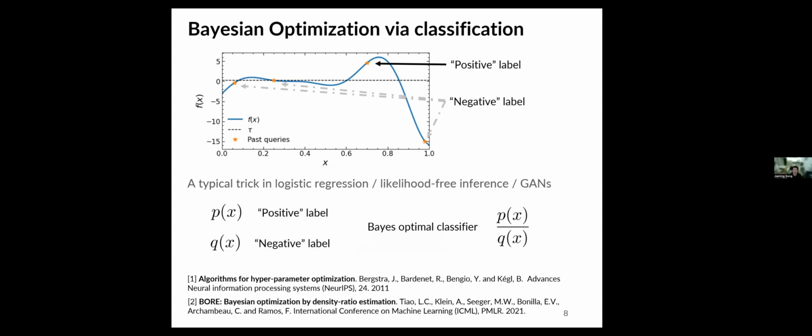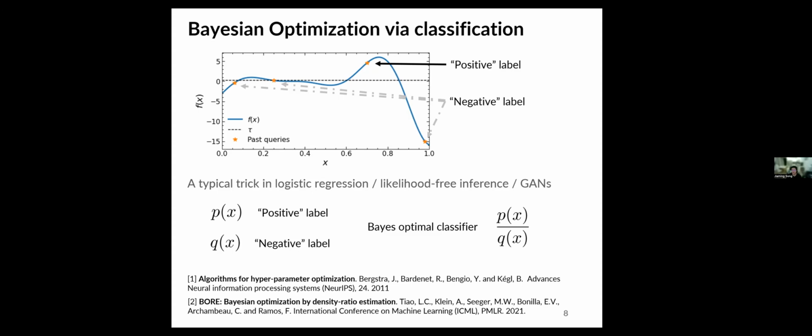Suppose that we can draw an infinite number of samples from the positive label, and we can also draw an infinite number of samples from the negative label. And so we can actually train a classifier to classify samples from P of X and samples from Q of X. With infinite samples, infinite compute and capacity, we can show that in many cases you can get a Bayes optimal classifier, which gives you something akin to the density ratio, which is P of X divided by Q of X.